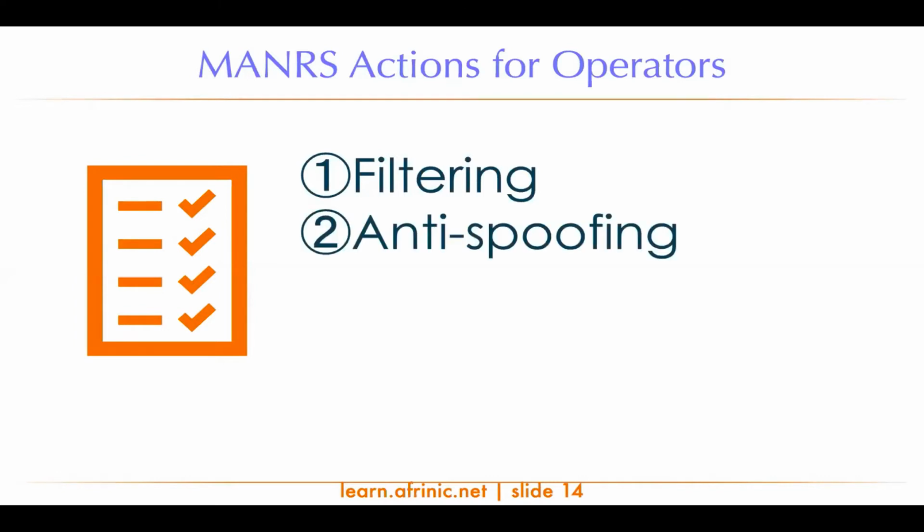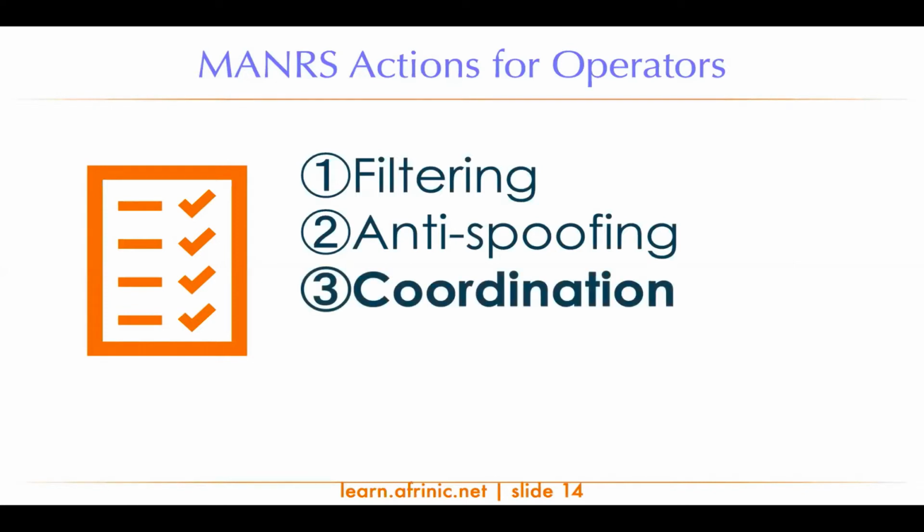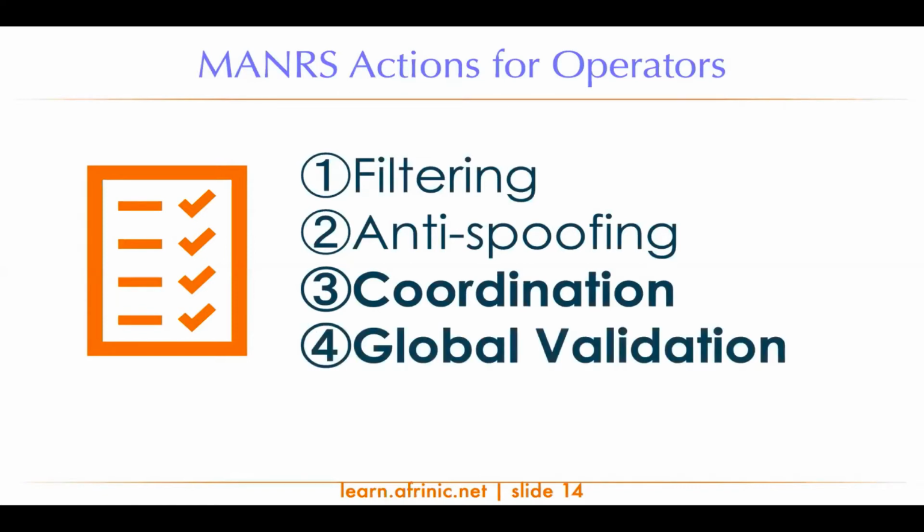Number 2, anti-spoofing. When you configure your network, always make sure that you activate reverse path forwarding. What prefixes are allowed to get in your network? Should a packet come into your network with a source address that is your own IP address, your own IP space, you should block that at your border routers. So filtering, anti-spoofing. Number 3, coordination. And number 4, global validation. So today we are going to look at how we use IRR, RPKI, and PeeringDB to do coordination and global validation.